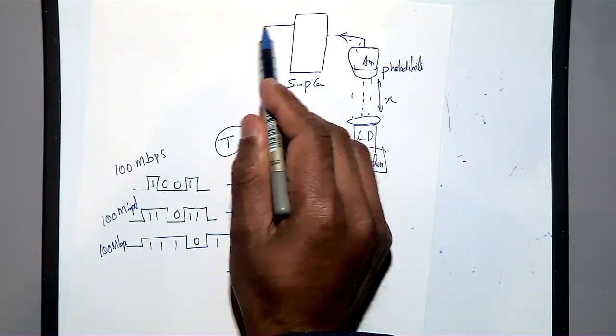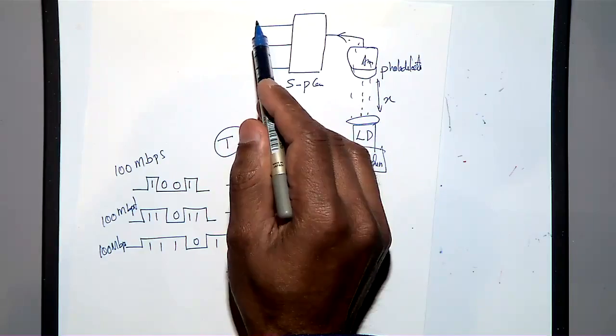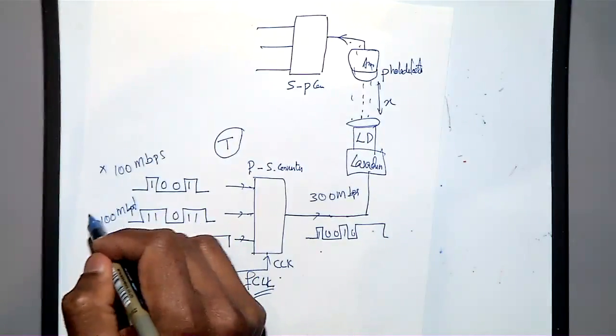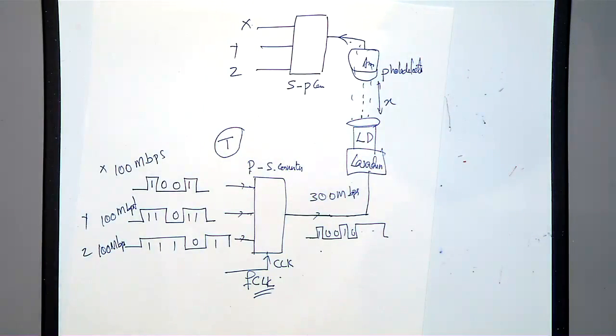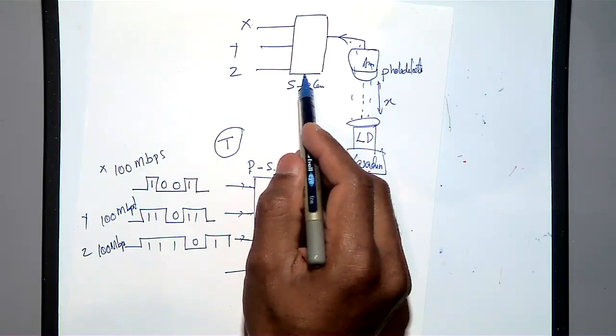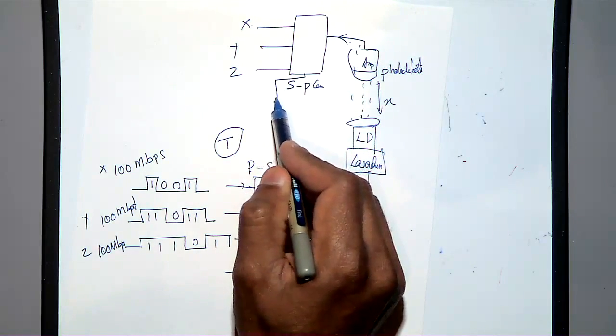But then when you have this type of conversion, you should get the data here. So this is x, y, z. So you should get x, y, z. But then the problem is, when you connect it, which clock will you use here?